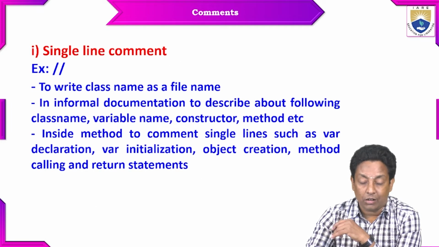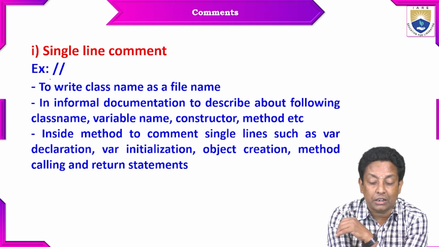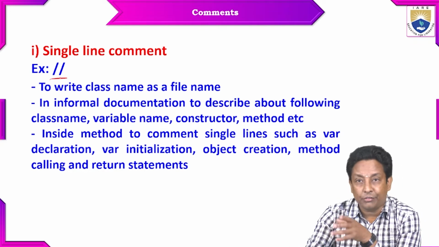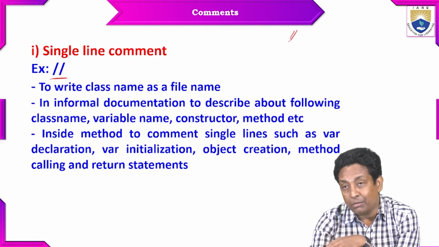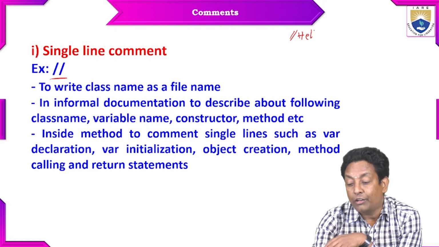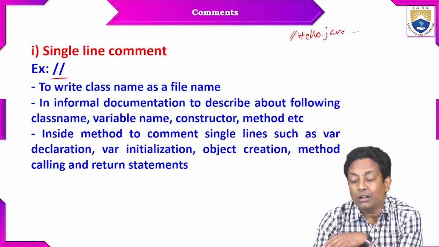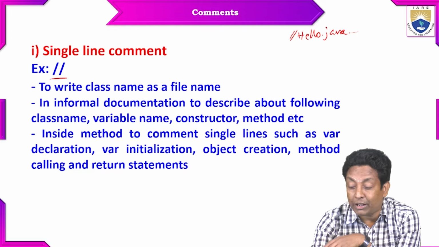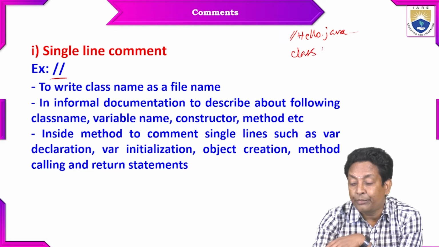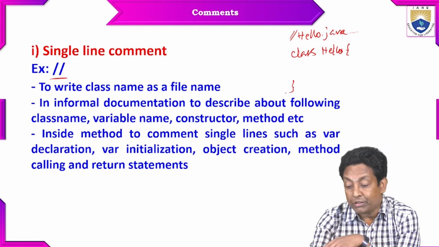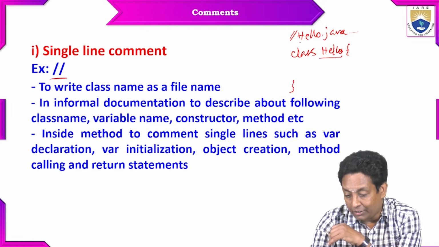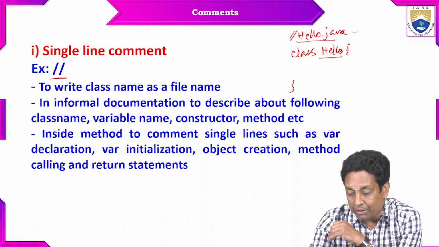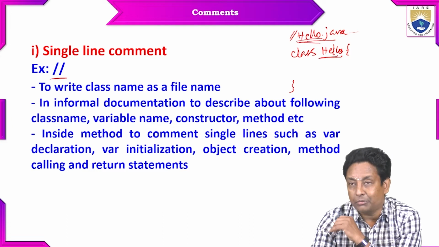Next, coming to the single line comment. A single line comment consists of 2 forward slash symbols. To write the class name as a file name, 100% of the time, whenever I start writing a program, I first write the class name in a comment. Then I write the class with the same name as the file name. Whatever I want to name my class or my file, I'll first write it in the comment. The same name I'll use for both file name and class name.